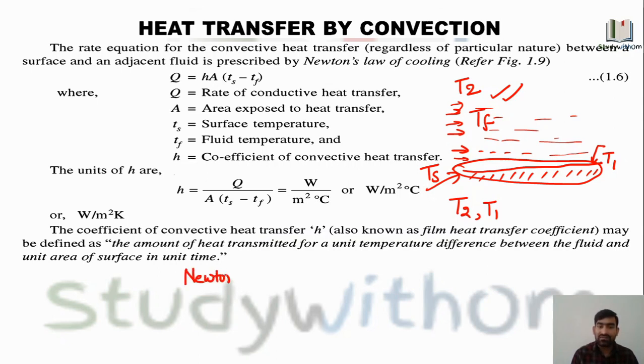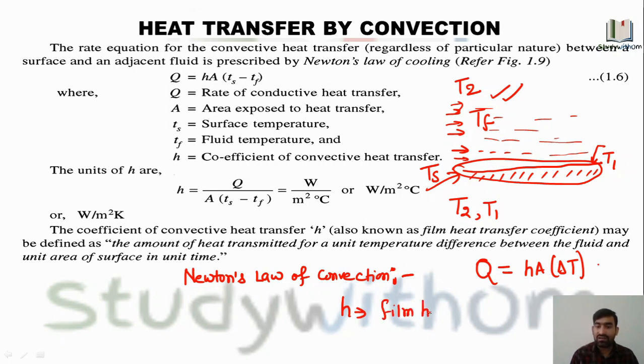So, as we have seen in case of conduction, Fourier's law of heat conduction has been given, but in case of convection, Newton's law is important, because Newton's law of cooling has been proposed for a plate and a fluid material, right? So in case of convection, what will happen? Heat transfer will be equal to h A delta T. What is h? h is called the film heat transfer coefficient.